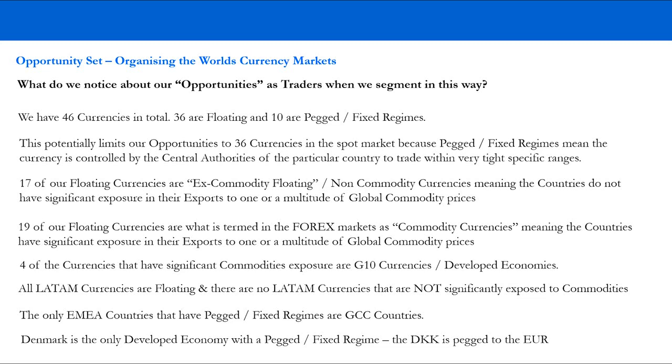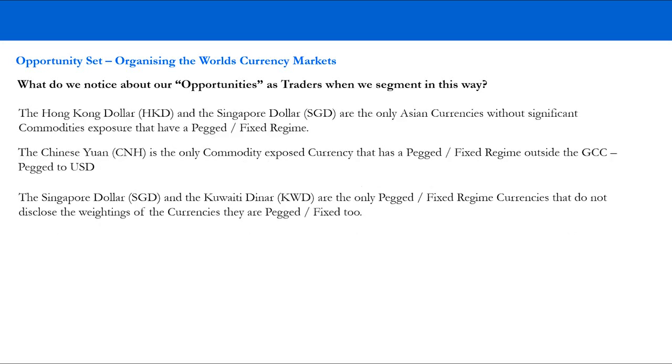All LATAM currencies, Latin American currencies, are floating, and there's no Latin American country that doesn't have significant exposure to commodities. The only EMEA countries that have pegged or fixed regimes are GCC countries. And we also find that Denmark is the only developed economy with a pegged or fixed regime. The DKK, the Danish krone, is pegged to the euro.